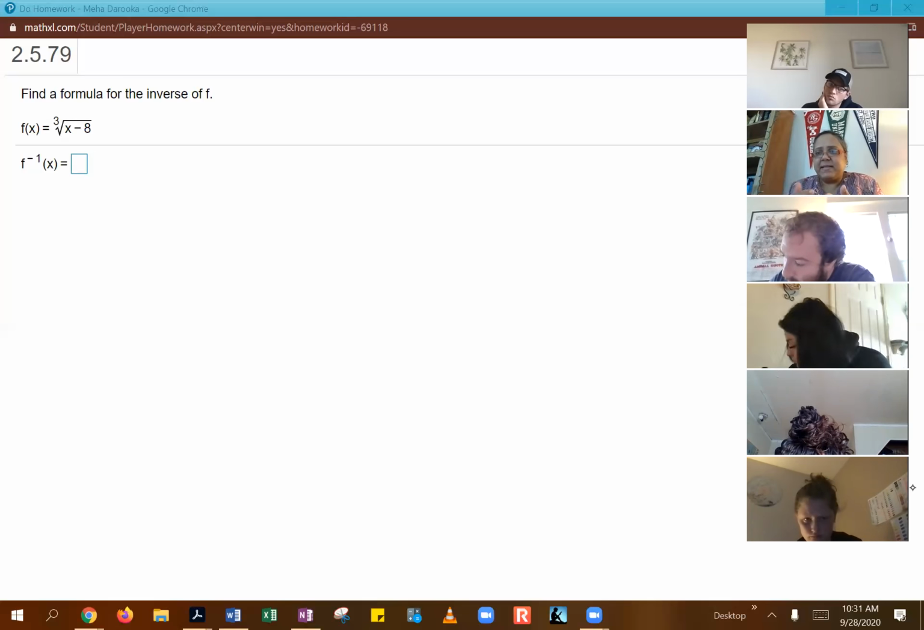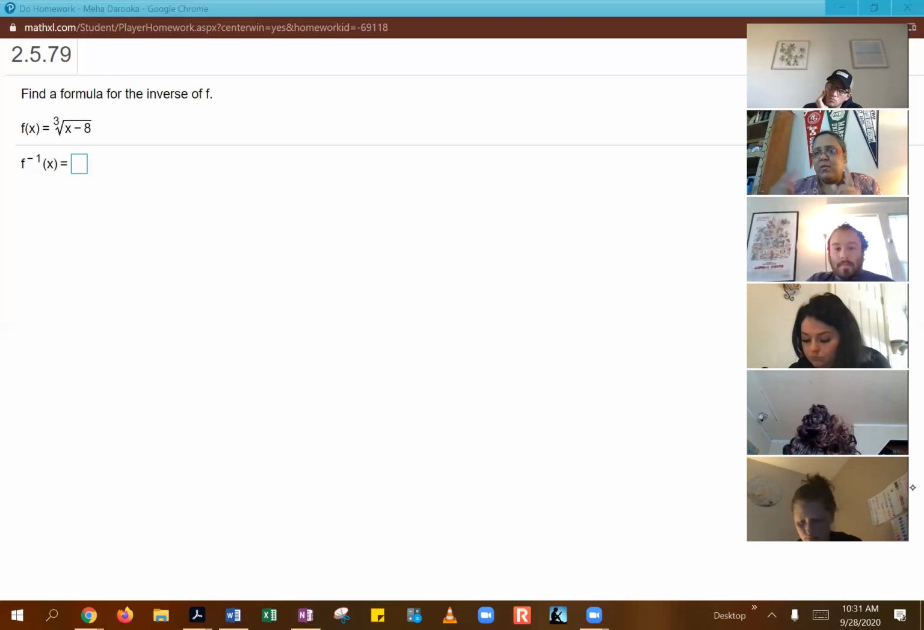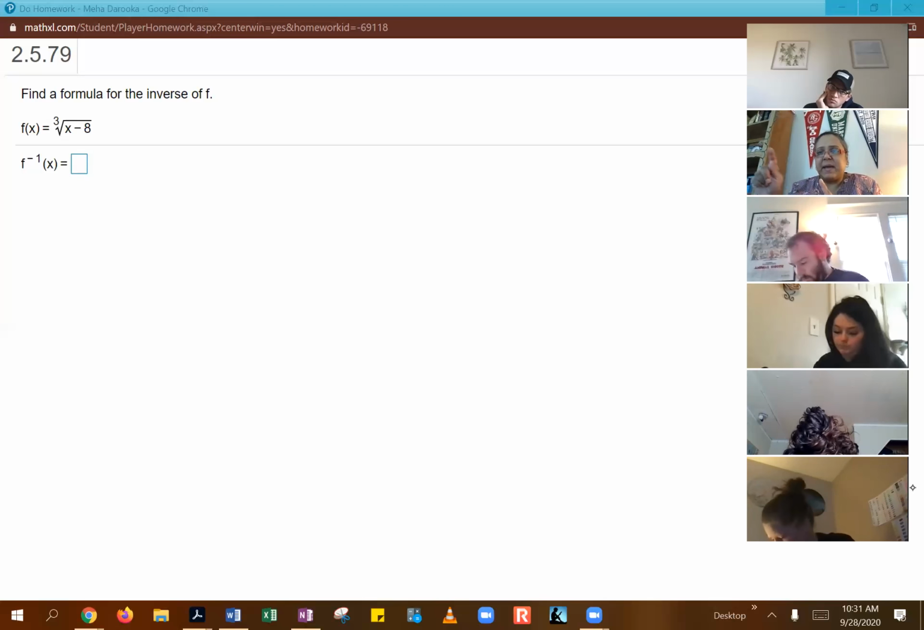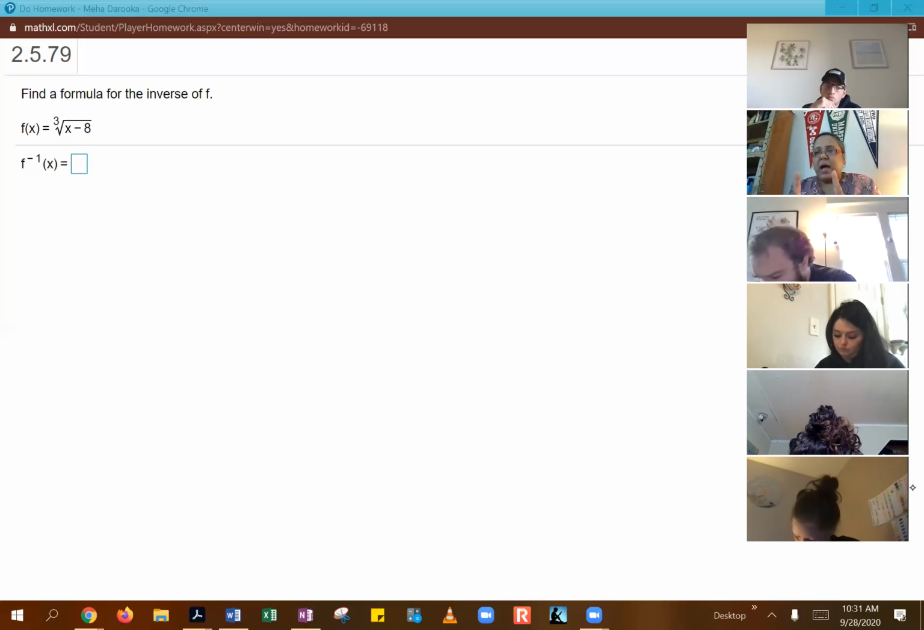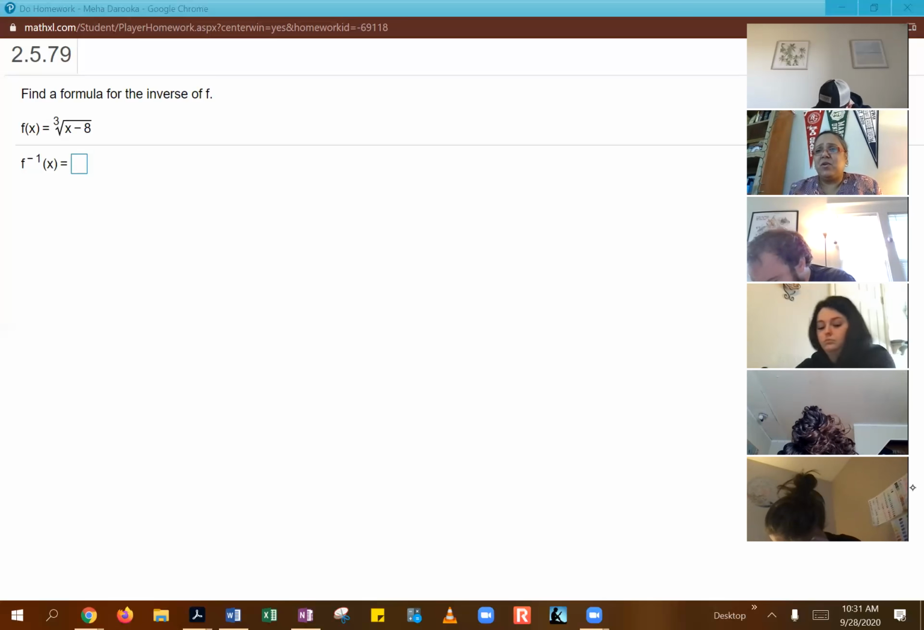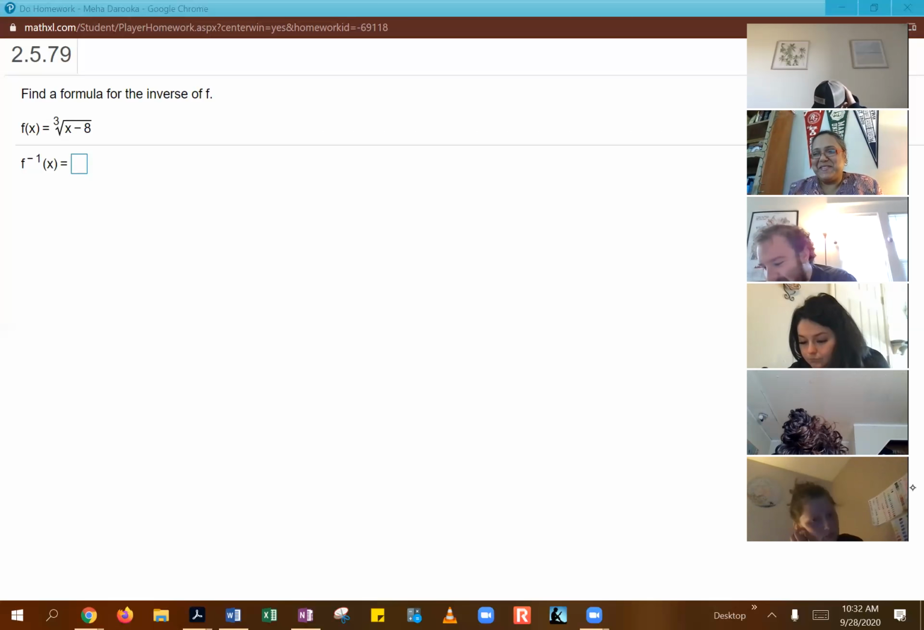To take it step by step, first start by replacing f of x with y. Once you get y equals cube root of the entire quantity x minus 8, then switch your x and y values. And then the idea is you're trying to get y by itself. So then you have to get rid of the cube root and then get y by itself. If I tell you any more, I might as well just solve the problem for you. So I'm going to give you a little bit of time.